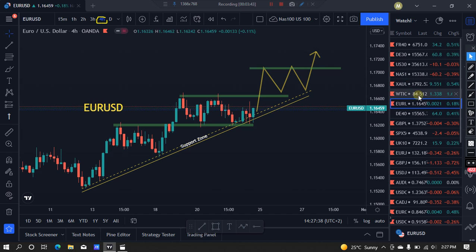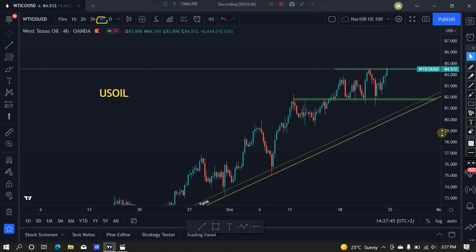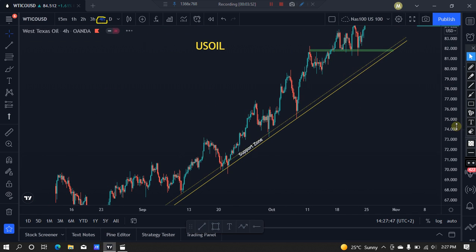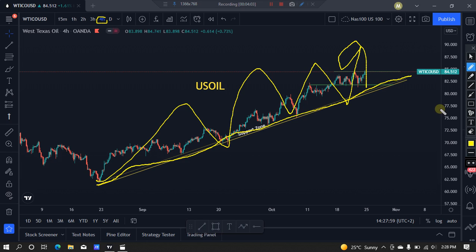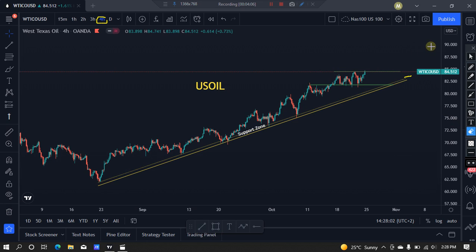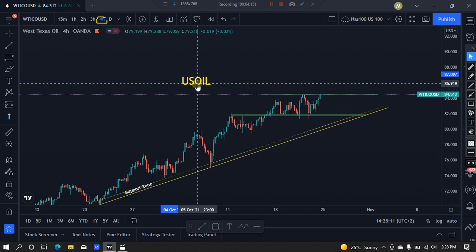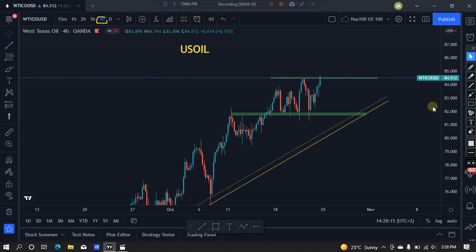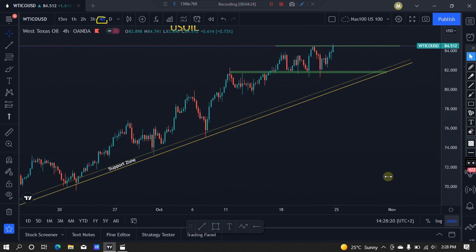So let's move to US oil and see what's really happening on US oil. On US oil, we are still on a 4 hour time frame. We still have a very nice support area here. Since the market was just pushing up, this makes the trend an uptrend because the market is moving up. On an uptrend, since the market is only pushing up, we only buy.